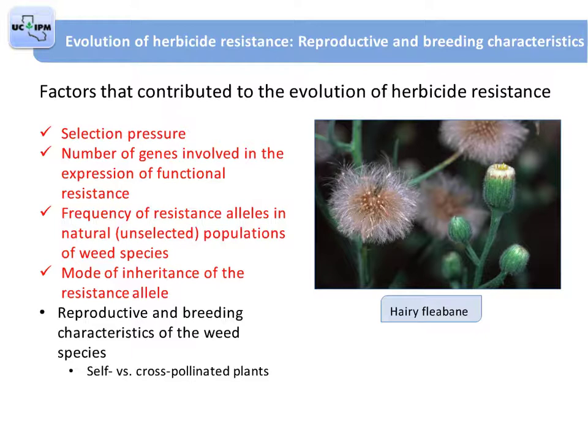Self-pollinated means that the pollen moves from the anther to the stigma of the same flower or plant. The spread of resistance is going to be by seeds. With cross-pollination, pollen is transferred from one flower to another flower of a different plant. You will get rapid spread of resistance. The spread is wider because the resistance trait can move to nearby susceptible plants.